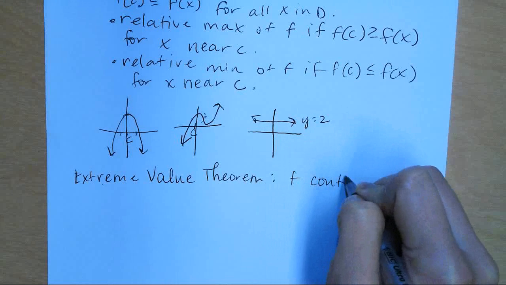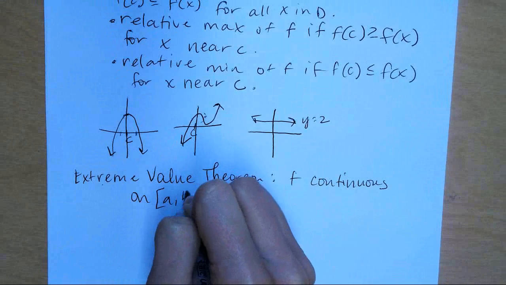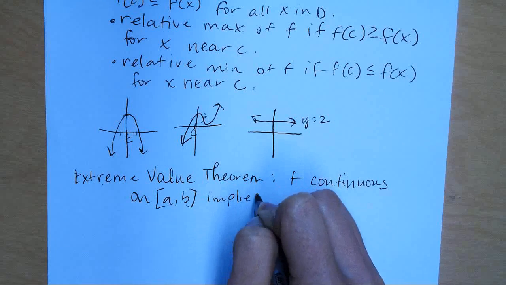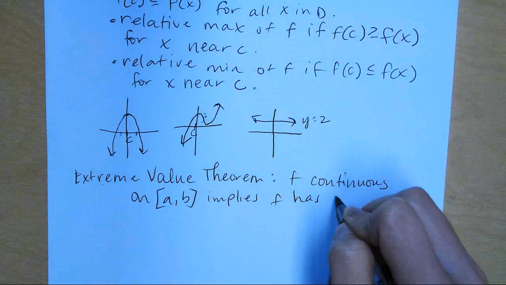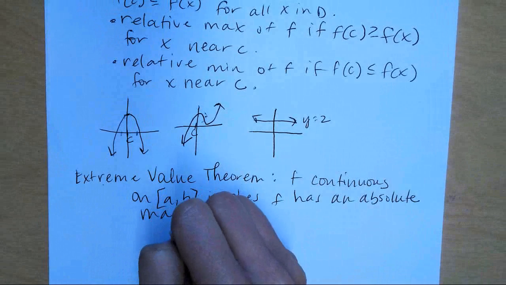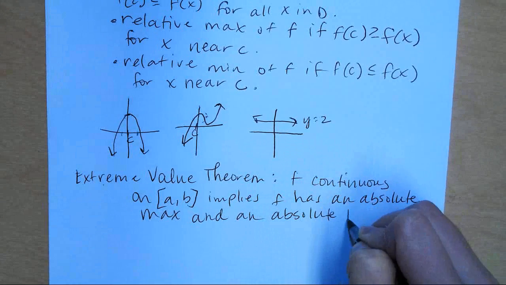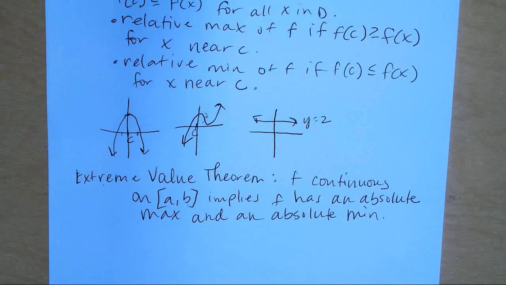F being continuous on [a, b] implies that f has an absolute max and an absolute min. So if we're talking about a closed interval, this extreme value theorem tells us that there is a maximum and a minimum on any closed interval.